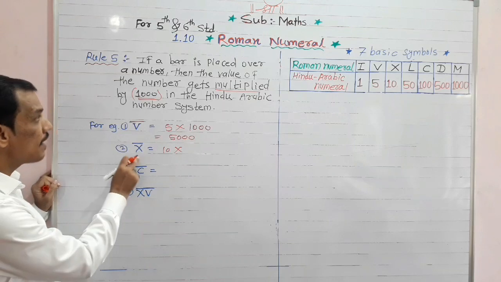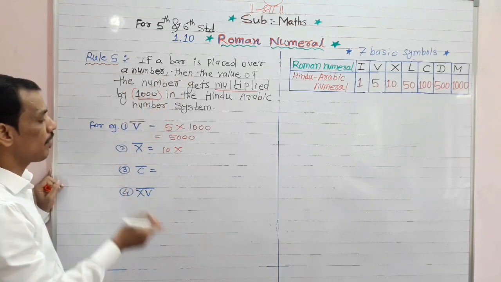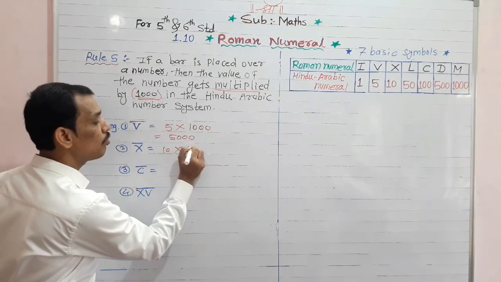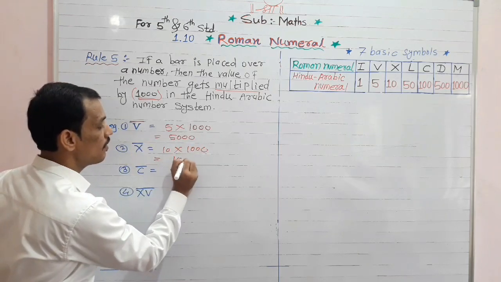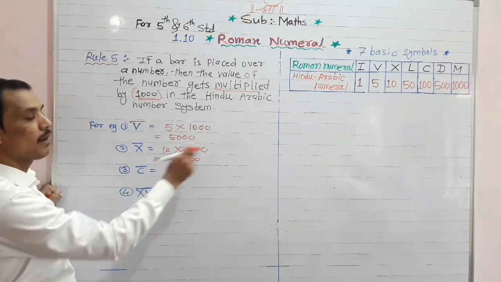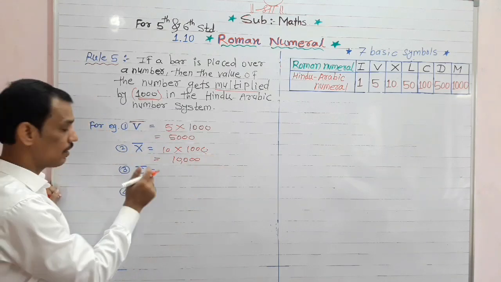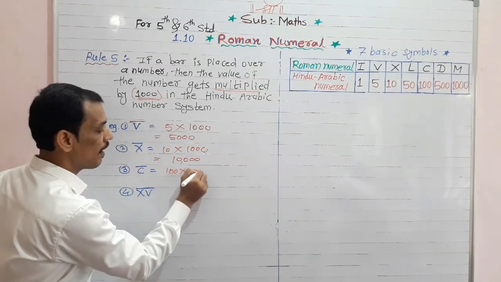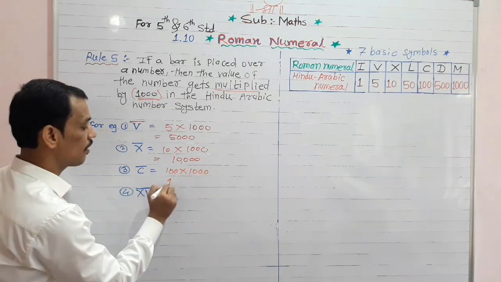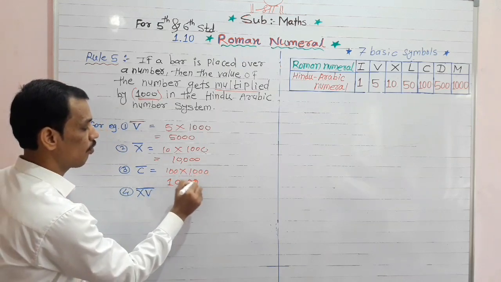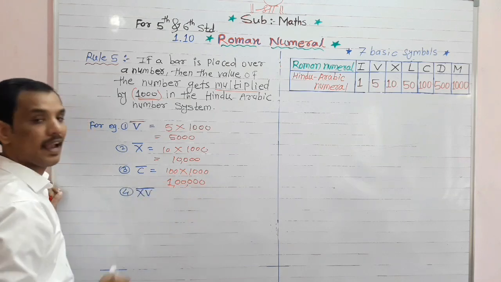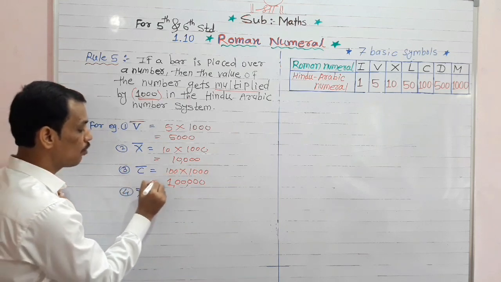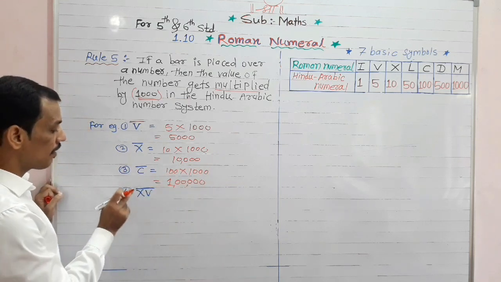In a similar way, now 10 is here. If a bar is placed over a number, they placed a bar over this number 10, that's why you multiply 10 by 1000. So the answer definitely comes 10,000. 10 multiplied by 1000 is equal to 10,000. In the same way, C and the bar over the number. Because there is a bar over C, 100 multiplied by 1000, and we write down the answer here, 1,00,000. So the answer is 1 lakh. If a bar is over a number, that time multiply the number by 1000, and this number's value is equal to 1 lakh. Now similarly XV.